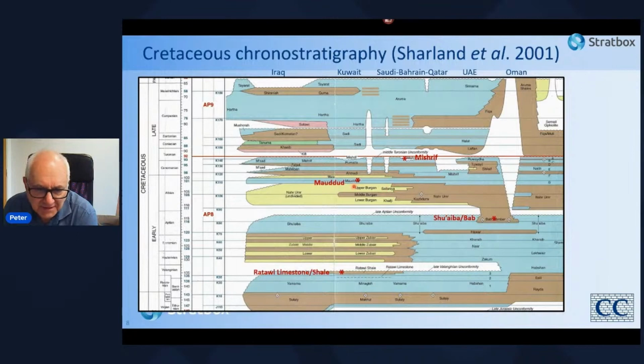Then I'm going to be moving up into the Mauddud to look at a reservoir scale case history associated with the K110 of late Albian age. And then I'm going to be looking at the Mishrif carbonates associated with the K140 around about the Cenomanian Turonian. And I want to focus in on the middle, this large unconformity, the top Mishrif unconformity. And then I'm going to finish off the webinar by discussing briefly the later AP9 supersequence of the Cretaceous.